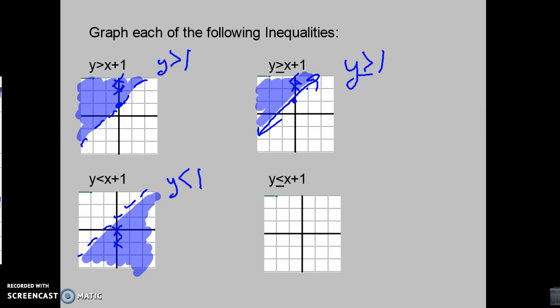And then y is less than or equal to x plus 1, again has a y-intercept of 1, a slope of 1, but this time we have a solid line extending in both directions. And if you were to think about numbers again that are less than a y-intercept of 1, you would have 0, negative 1, and so on. So again, we would be shading below the line.